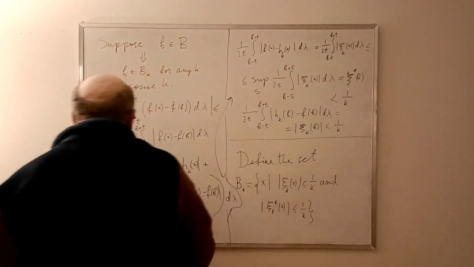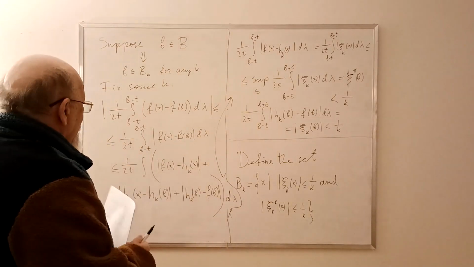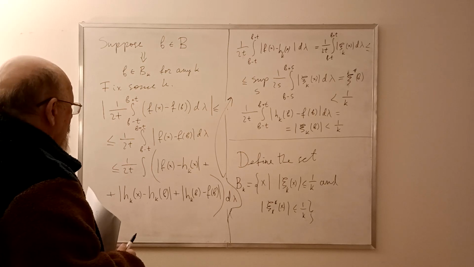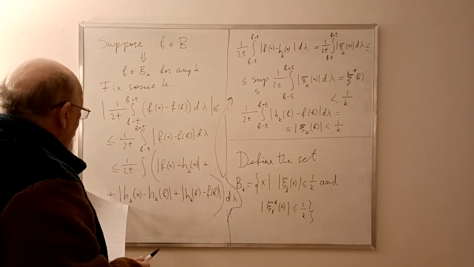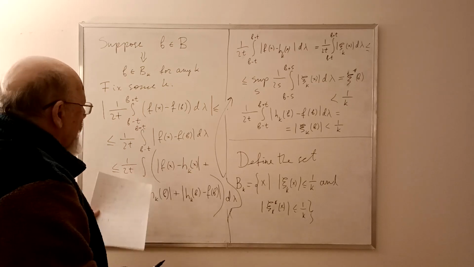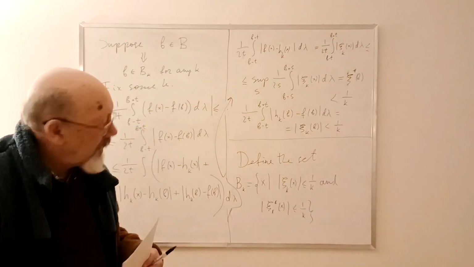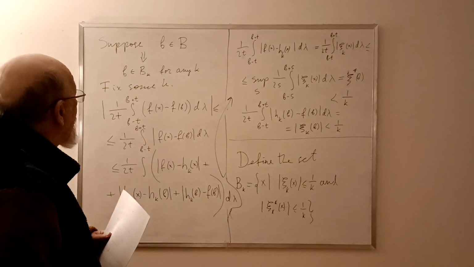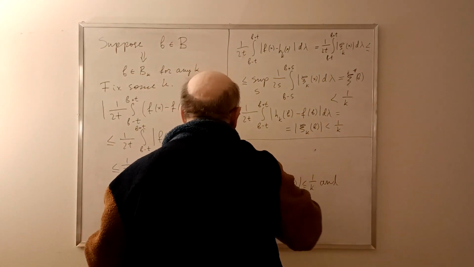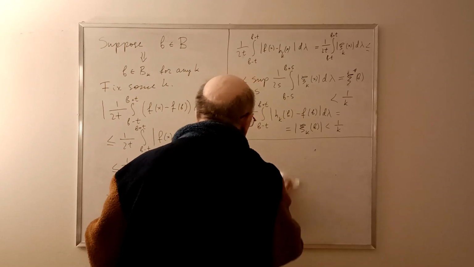And last, we have this integral, hk of x minus hk of b, the last term. So, unfortunately, I have to erase this part.